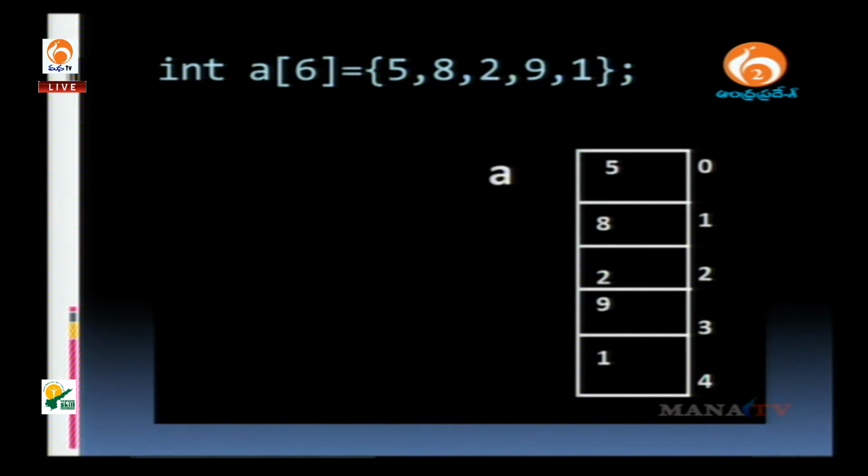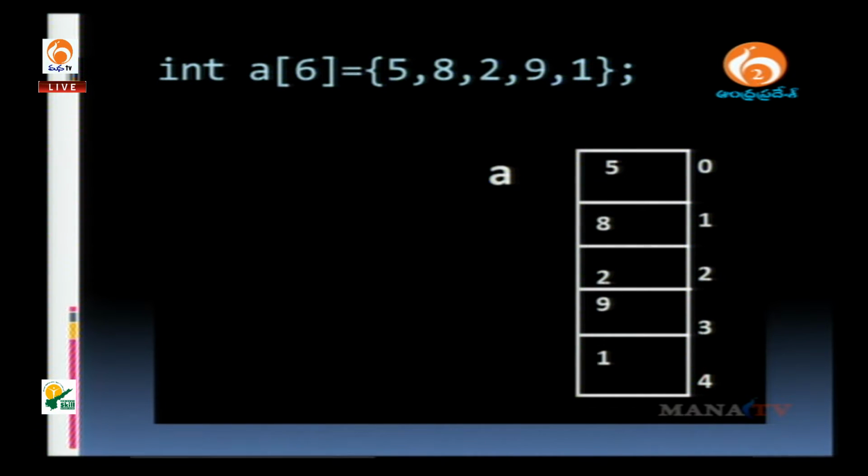Just int A of 6 equal to 5, 8, 2, 9, 1. Okay, one array is created. The starting address may be 1000. A of 0 is 5, A of 1 is 8, A of 2 is 2, A of 3 is 9, A of 4 is 1. An array is created at compilation time, of size 6. Here, due to space problem, I did not draw the last one. Next, an array is created and initialized with the values.